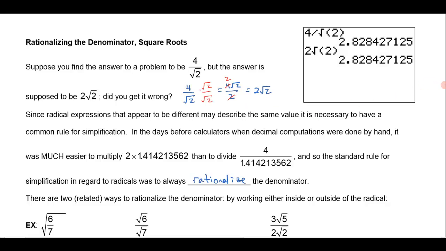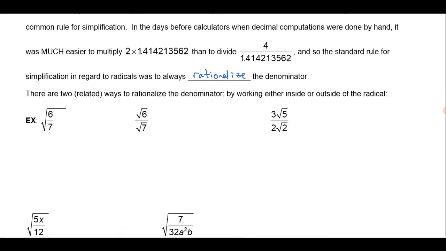Okay? Now there are 2 related ways that you can rationalize the denominator by working either inside of the radical or outside the radical. So these first 2 examples illustrate this. If I had the square root of 6 divided by the square root of 7, or the square root of 6/7, notice that these are exactly the same. I could just write this as the square root of 6 over the square root of 7. If I did like I did above, I just multiply by the square root of 7 over the square root of 7, and I would get the square root of 42 over 7. The square root of 7 times the square root of 7 is just 7.